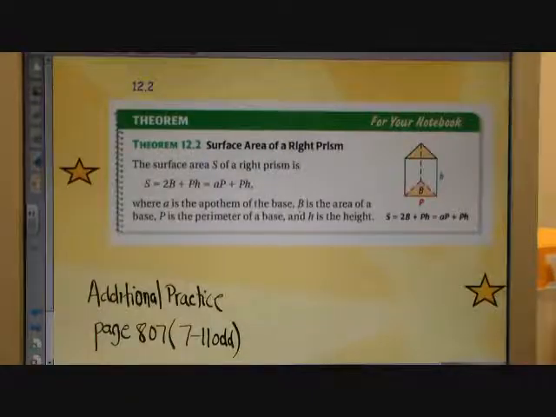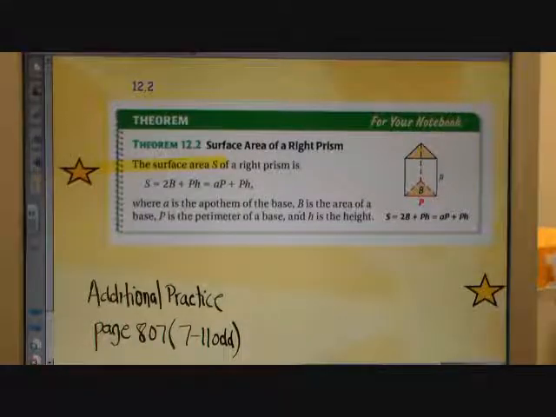Okay, so in section 2, we learned how to find the surface area of a right prism. And we know that the surface area of a right prism is going to equal 2 times the area of the base plus the perimeter times the height. So remember that sometimes to find the area of the base, you might have to use that formula from chapter 11, section 6.